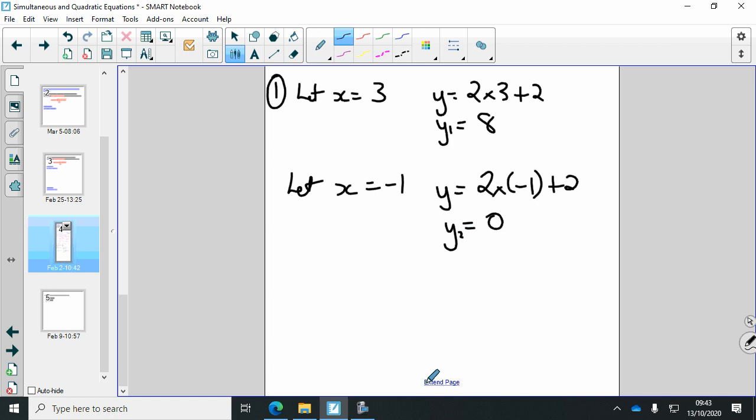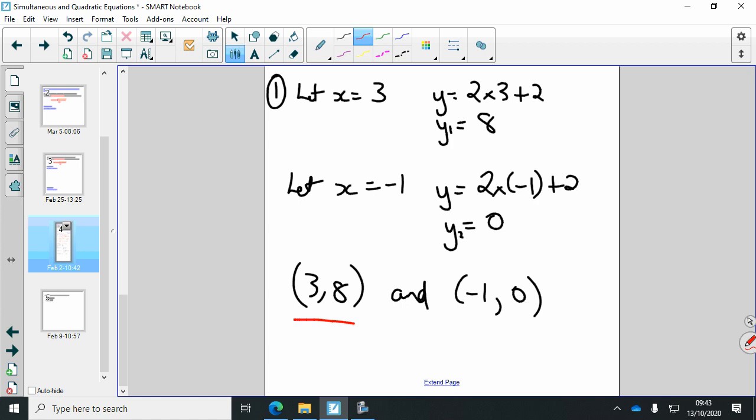So what we get is two pairs of answers. Our first answer was 3, 8, and our second answer was minus 1, 0. They're essentially pairs of coordinates. So that's what we're looking for when we're solving a simultaneous quadratic. We're looking for two pairs of answers. So let's do one more example.